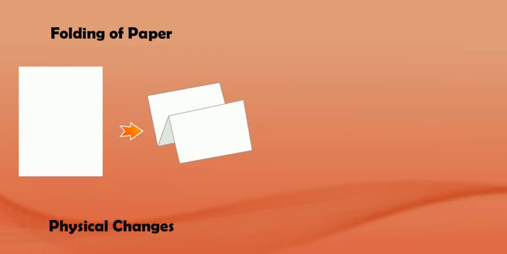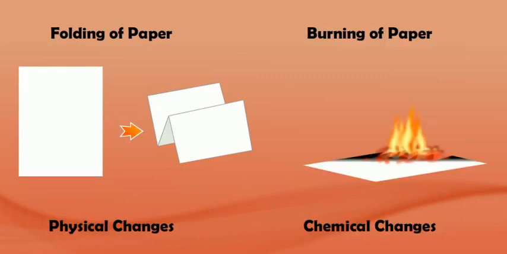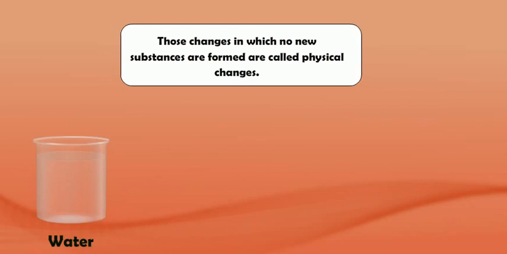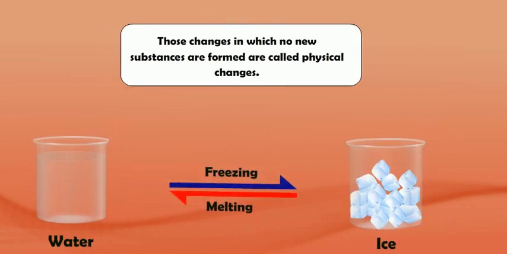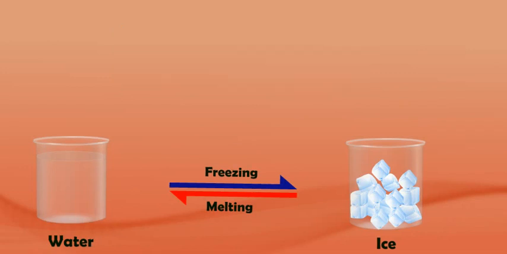1. Physical changes and 2. Chemical changes. Physical changes. Those changes in which no new substances are formed are called physical changes. The physical changes are temporary changes which can be easily reversed to form the original substance. The melting of ice to form water is a physical change. The freezing of water to form ice is a physical change.